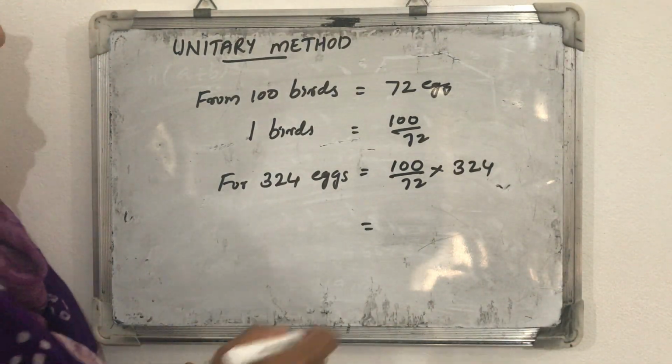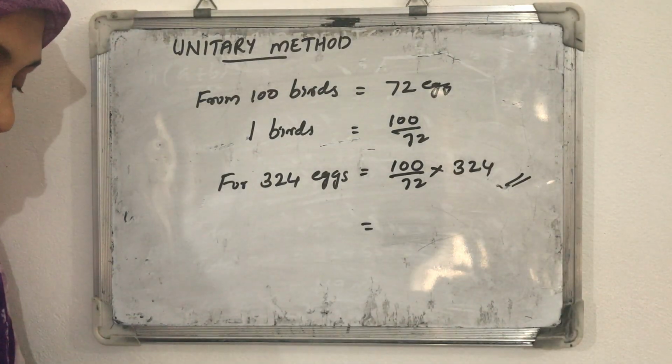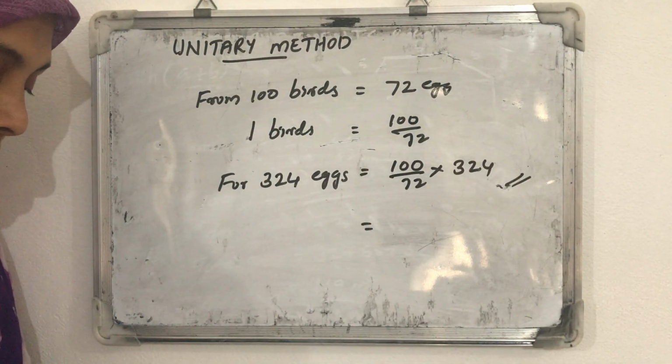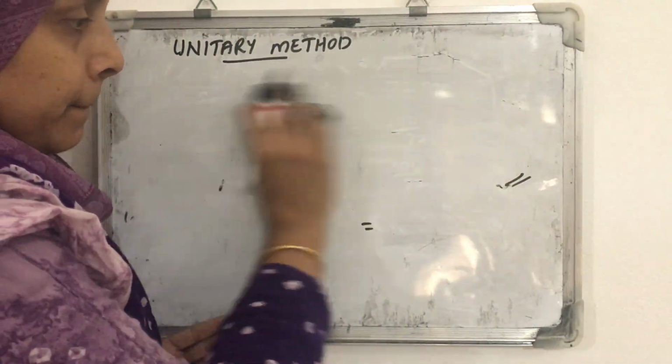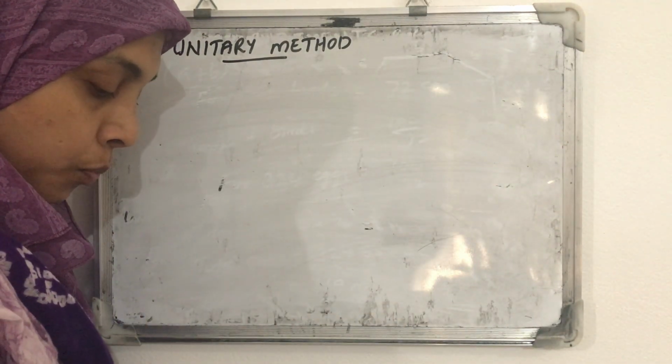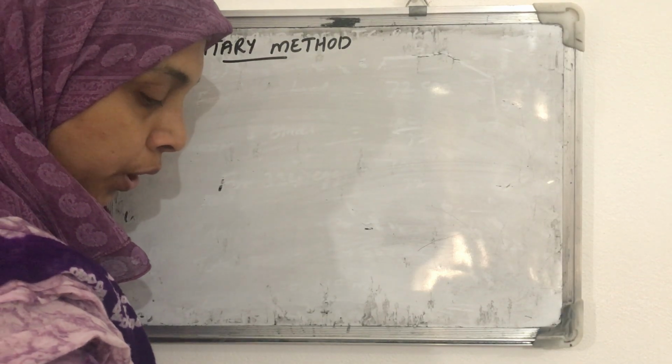How will you find this correct answer? Calculation work you want to do and find out the final answer. Next question. A dozen apples weigh 2.4 kilogram. How many apples will weigh 10.2 kilogram?